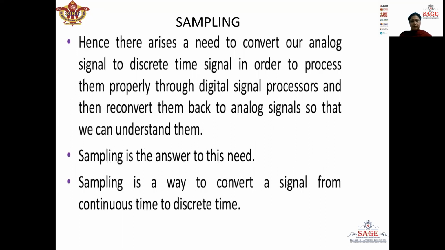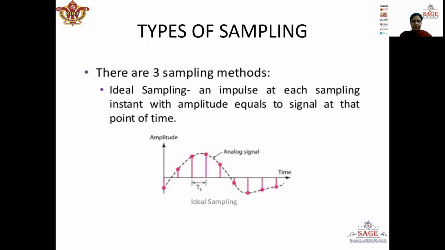So we need to convert our analog signal to a discrete time signal in order to process it through a digital signal processor. And at the receiver side, it should be converted back to an analog signal so that it can be used by the destination. Sampling is the method to convert a signal from continuous time to discrete time.